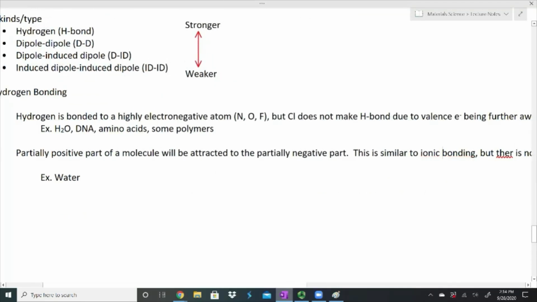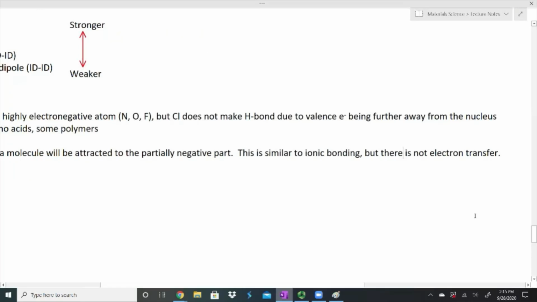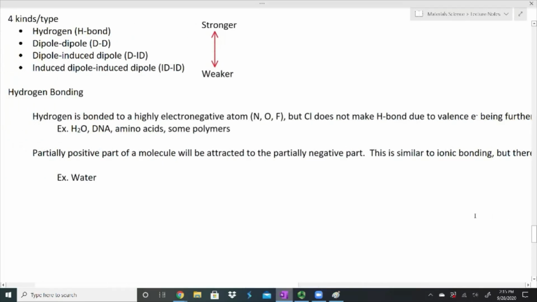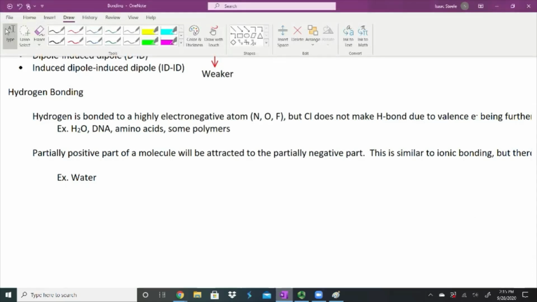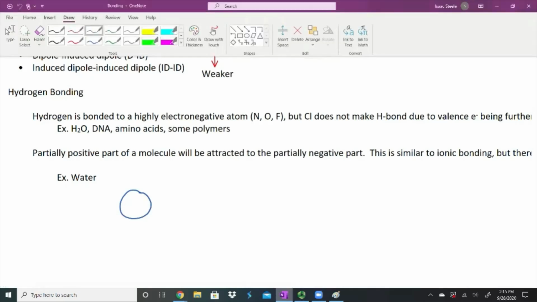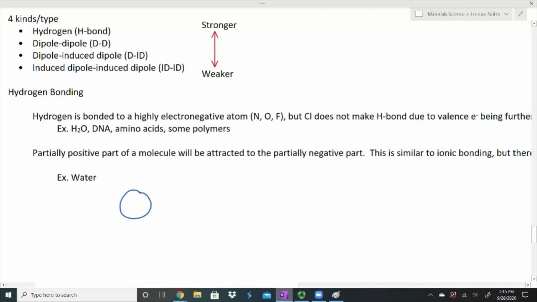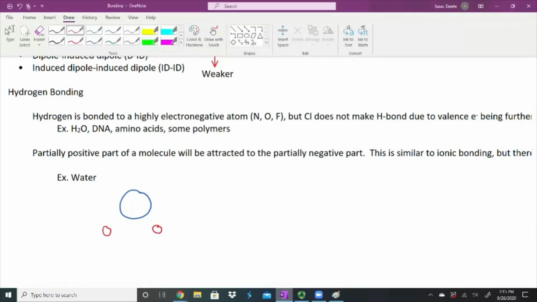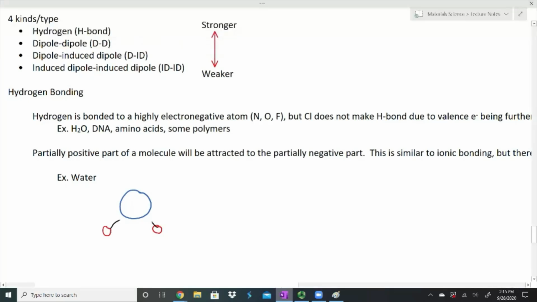The idea here is we have a partial positive part of a molecule and it will be attracted to a partially negative part of a molecule. It's similar to ionic bonding, but there's no electron transfer. So here's my example. Here's water. I have oxygen, which I'm going to draw as a big blue circle, and hydrogen, which I'm going to draw as small red circles. And these are bonded together, and the molecule is happy.